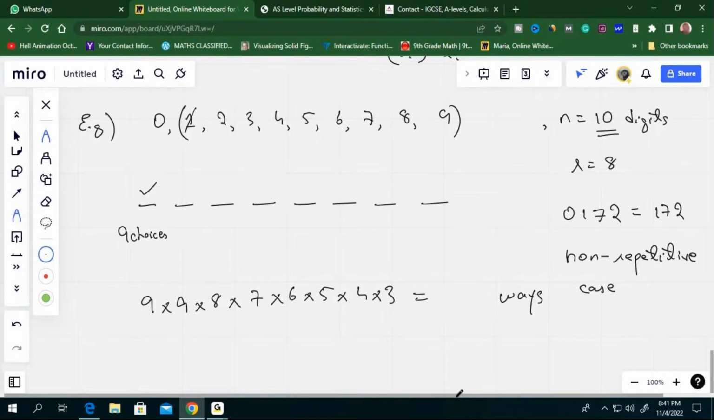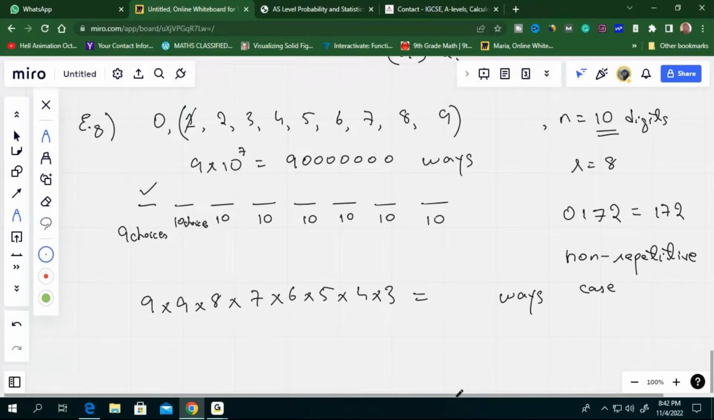Now, from the second up to the last position, I can write any number from 0 to 9. I have 10 choices. I can do repetition. So again, I'm having 10 choices, 10 choices, 10 choices, 10 choices, 10 and 10. So in how many ways can I make this combination? 9 into 10 to the power 7. This is the number of ways you're having.